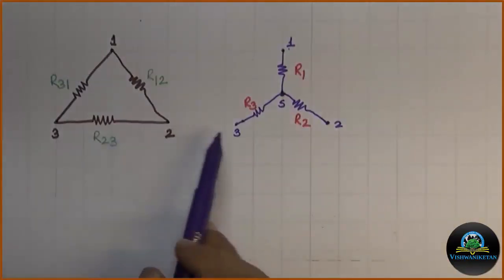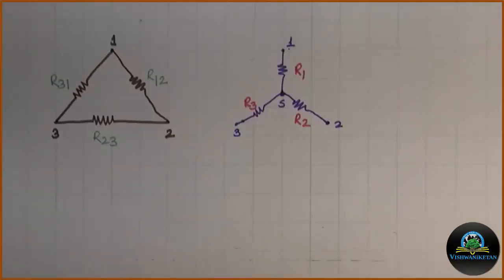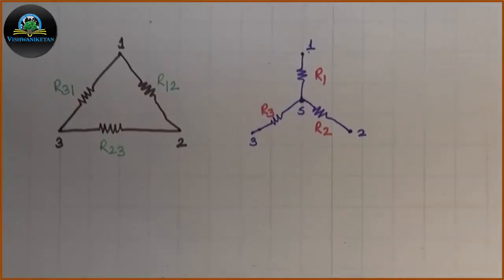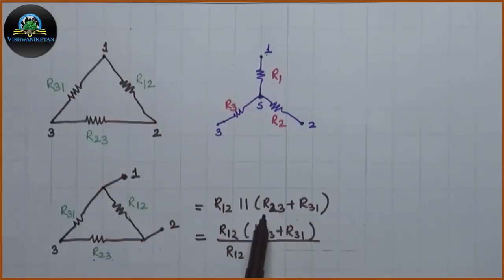These two connections will be electrically equivalent if the resistance as measured between any pair of terminals is same in both arrangements. Considering the connection diagram of delta connection, the total resistance between terminals 1 and 2 will be given as R12 parallel with R23 plus R31. Now this is the modified diagram of delta connection. Terminal 1 and terminal 2 are taken outside for simplification.